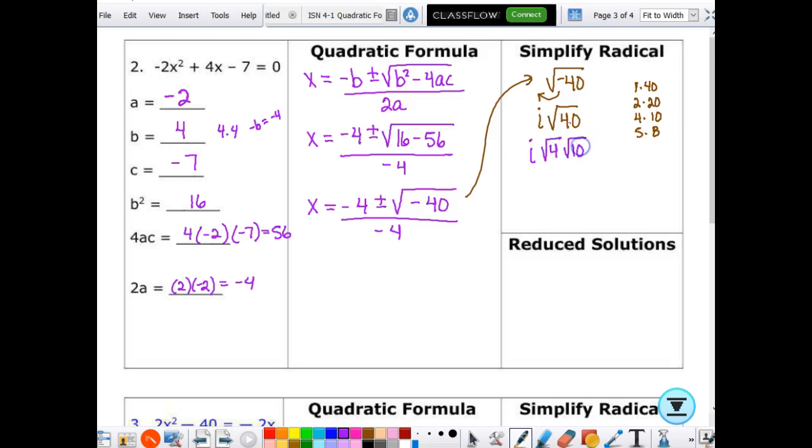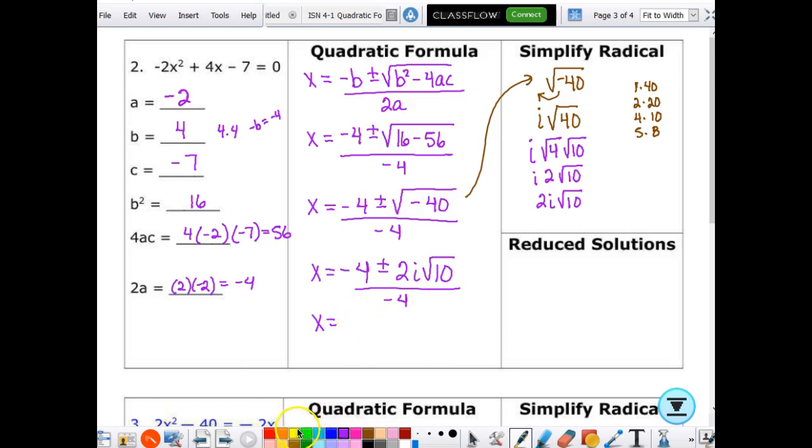4 and 10. Okay, the 4 becomes a plain 2. And so you have 2i times the square root of 10. Just write it in a better order. The math folks say that's the order to write it in. So negative 4 plus or minus, we're going to replace the square root of negative 40 with 2i times the square root of 10, 2i times the square root of 10 over negative 4.